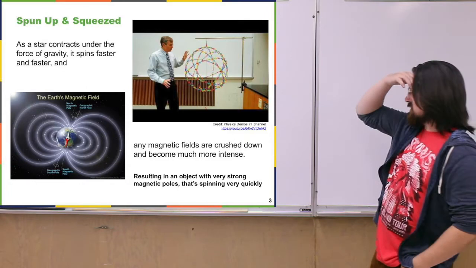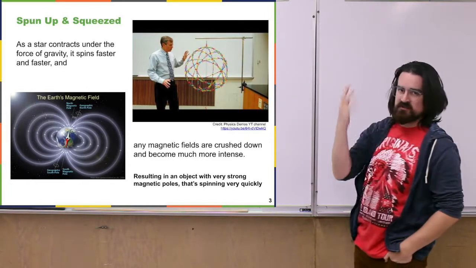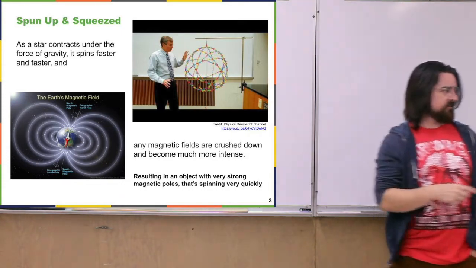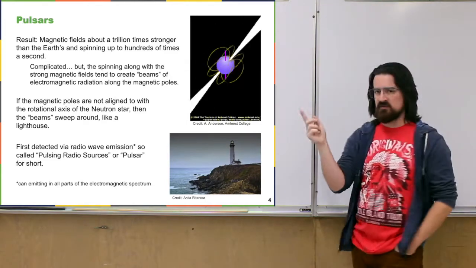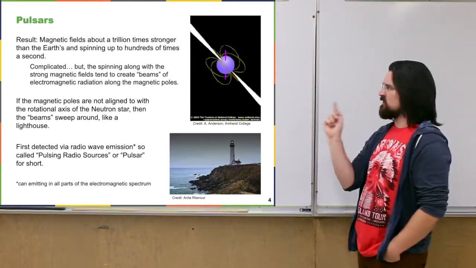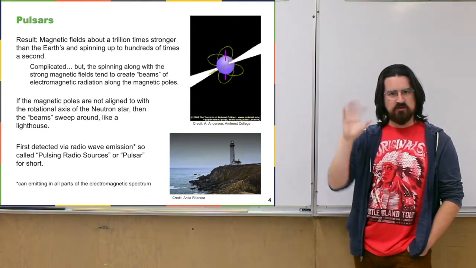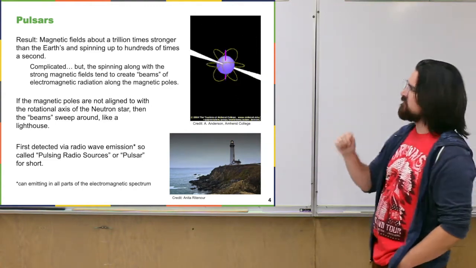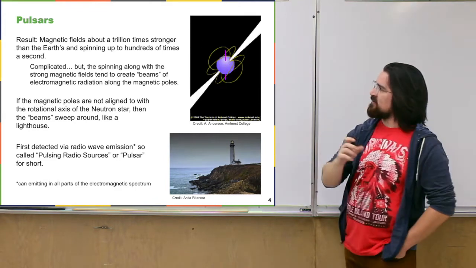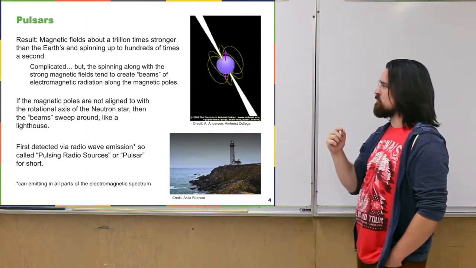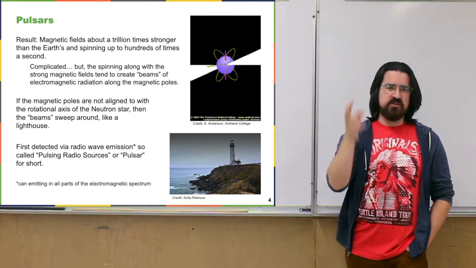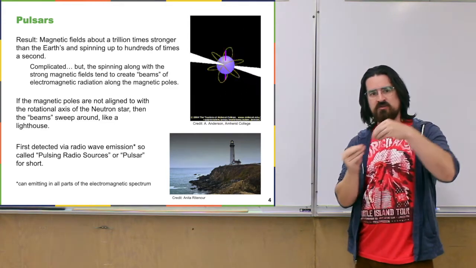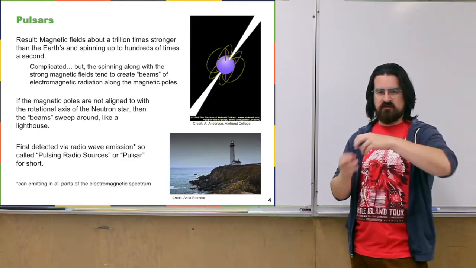The result of this process is that you get an object, a neutron star, that can have incredibly strong magnetic fields and can be spinning very fast. Very fast, meaning these neutron stars can rotate up to hundreds of times every second. And given that it's still about 20 kilometers wide, that's a really fast rotation. It's complicated stuff, but the fact that it has these magnetic fields and is spinning really fast means that it can generate beams of electromagnetic radiation, which shoot out of the magnetic poles, the north and the south pole.